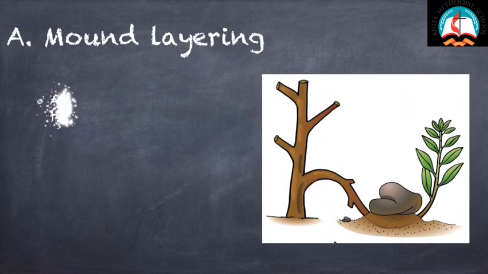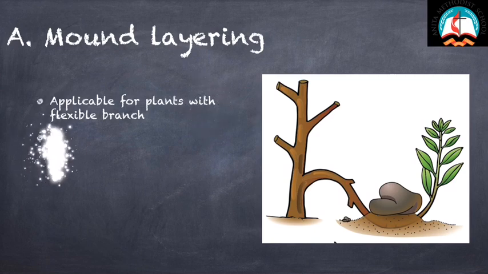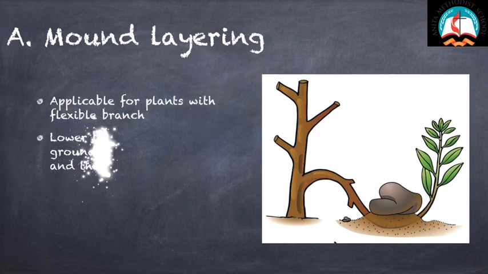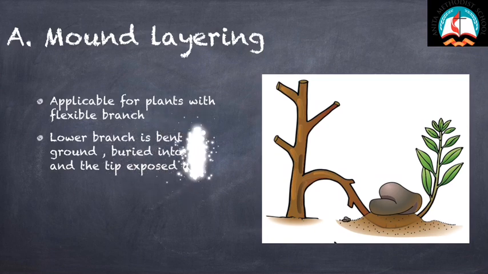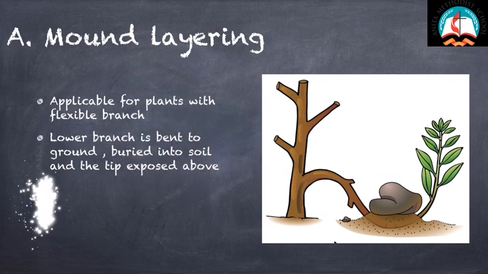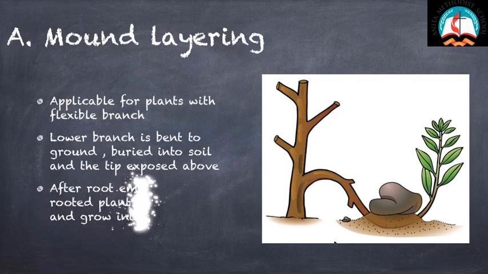Mound layering is applicable for plants with flexible branches. The lower branch is bent to the ground, buried into the soil, and the tip is exposed above. After the roots emerge, the rooted plant is cut and grown into a new plant. That is the mound layering type.